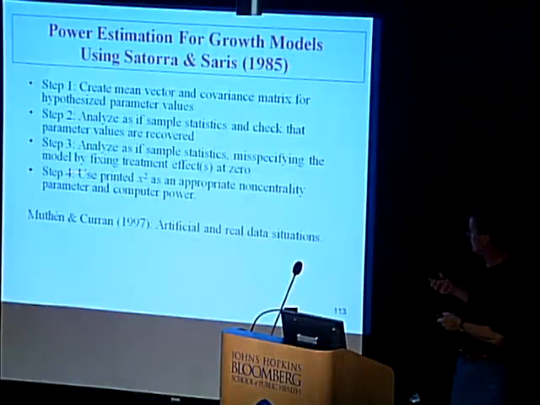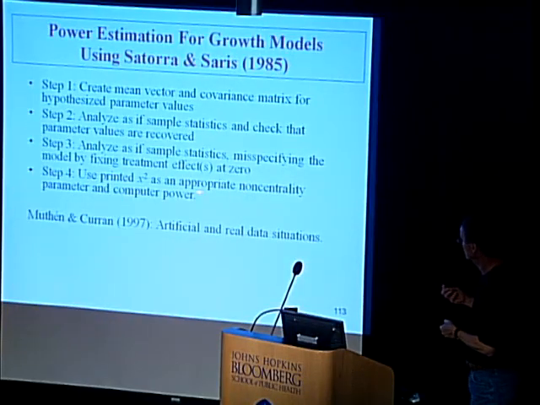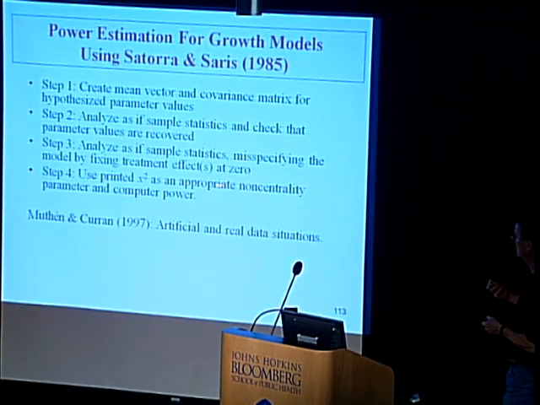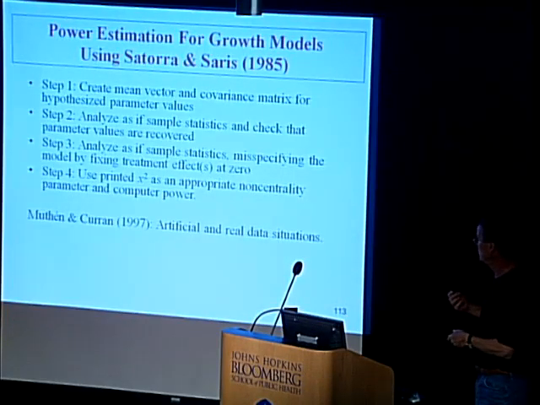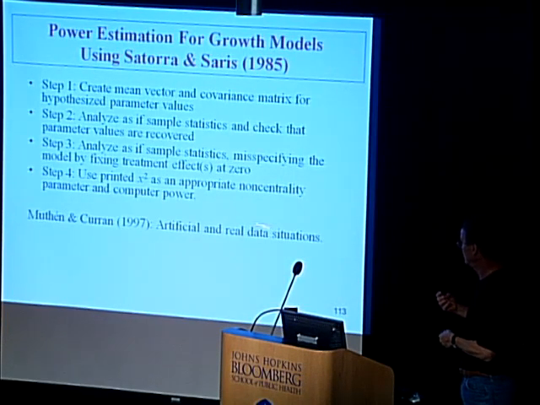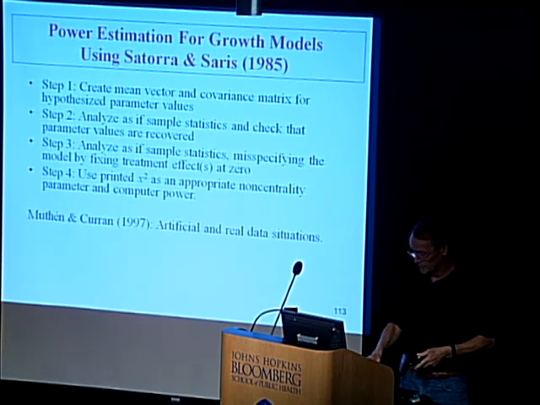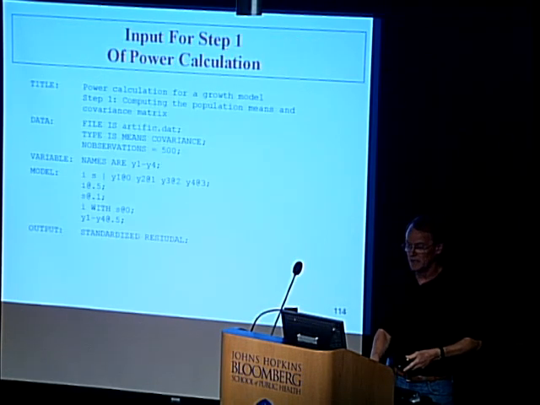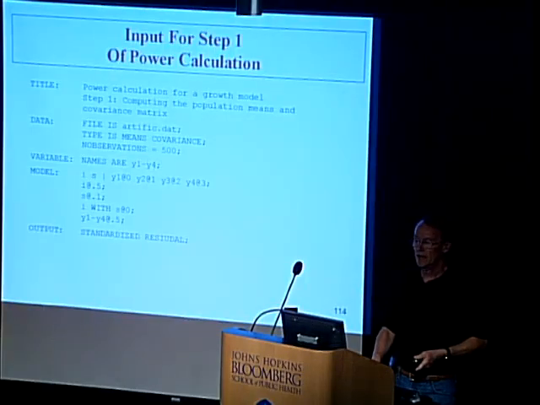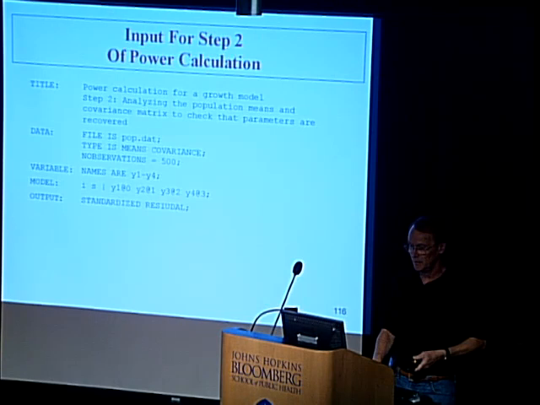And then you use the printed chi-square as an approximate non-centrality parameter for which you can compute power. This is the approach that's described in Muthén and Curran, and it was used for the plots in that paper. You have the different steps illustrated here on these slides, and I'm not going to go through them.